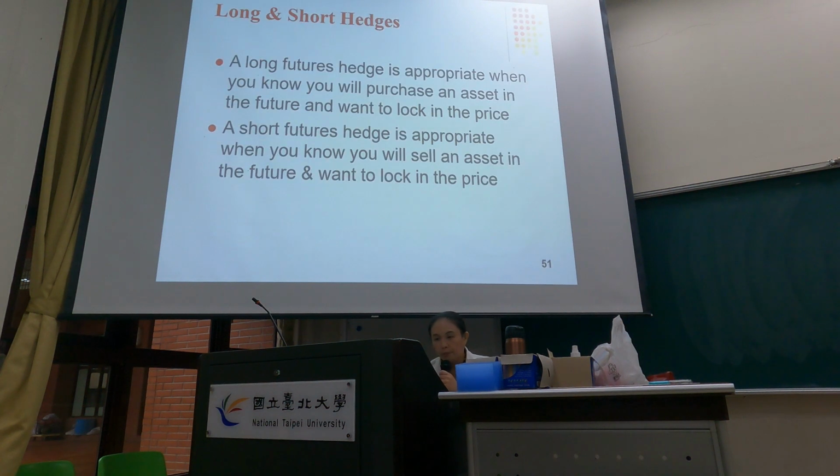So take a look. First of all, long hedge and short hedge, I just explained to you. A long futures hedge is appropriate when you know that, I will specify the keywords: long hedge goes together with purchase in the future, and you want to lock in the price. Here, please write down, this is the cost. And then a short hedge is appropriate when you know that you will sell something in the future. So that's your income.